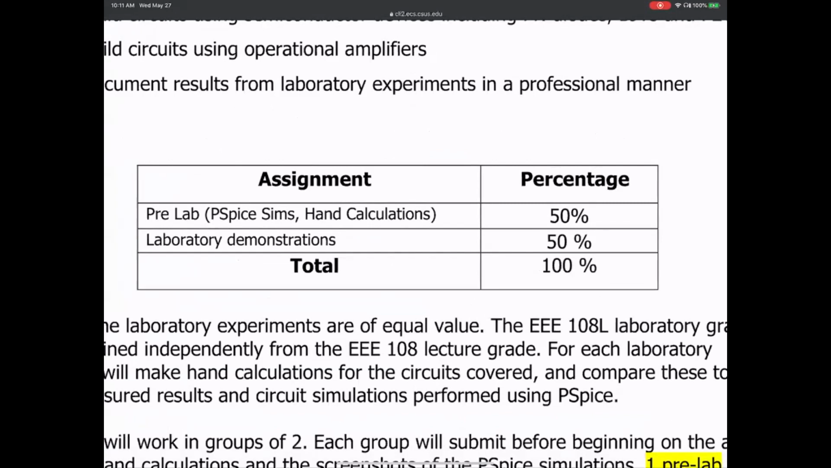You have to do a pre-lab, which is to work on the lab ahead of time before you can get started with the actual lab itself. The pre-lab includes piecewise simulations and hand calculations. You simulate it first and see its action in software simulation. You do AC analysis, DC analysis, and whatever analysis is relevant. That's worth 50%. And then you physically hook the components onto the breadboard and do the demonstration in lab, which is worth another 50%.